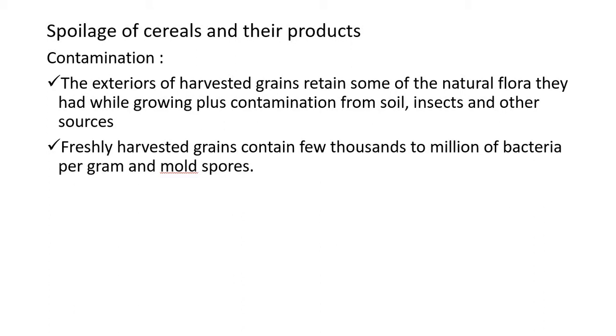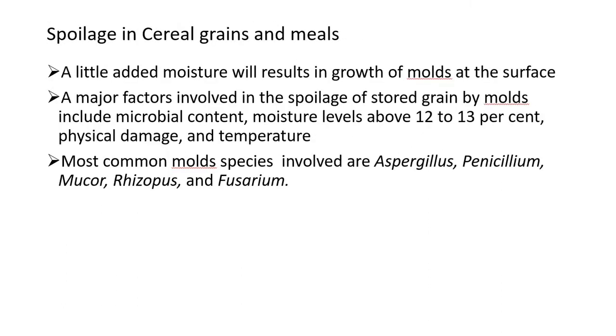Freshly harvested grains contain a few thousand to millions of bacteria per gram and mold spores. The milling processes, especially bleaching, reduce the number of organisms, but there is then the possibility of contamination during other procedures such as blending and conditioning. In continuation with this, we can also discuss spoilage in cereal grains and meals.